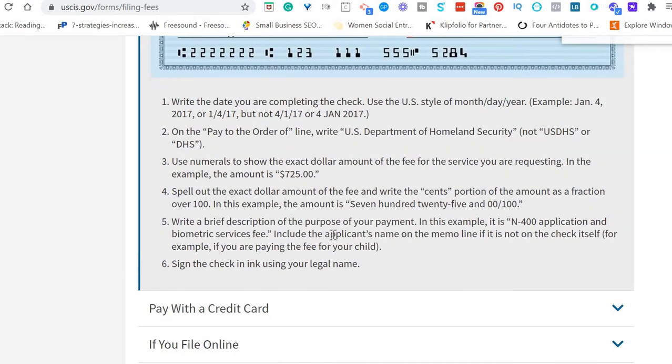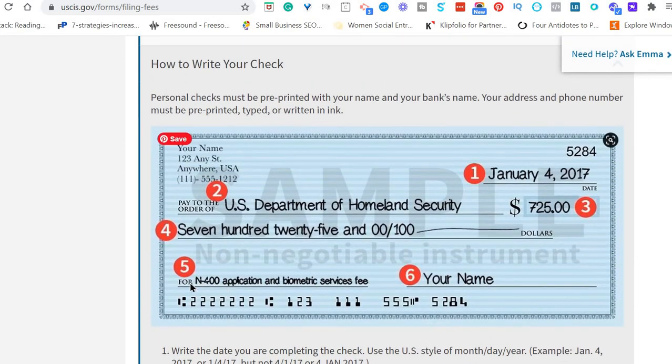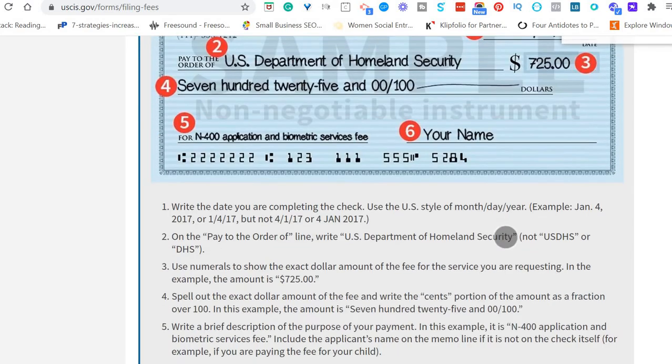And then write a brief description of the purpose of your payment. In this example, it is an I-751 application and biometric services fees. Include the applicant's name on the memo line if it is not on the check itself. Sign the check in ink using your legal name. So basically, our application here is I-751 application and biometric services fees. And here is my name and the name of my son.